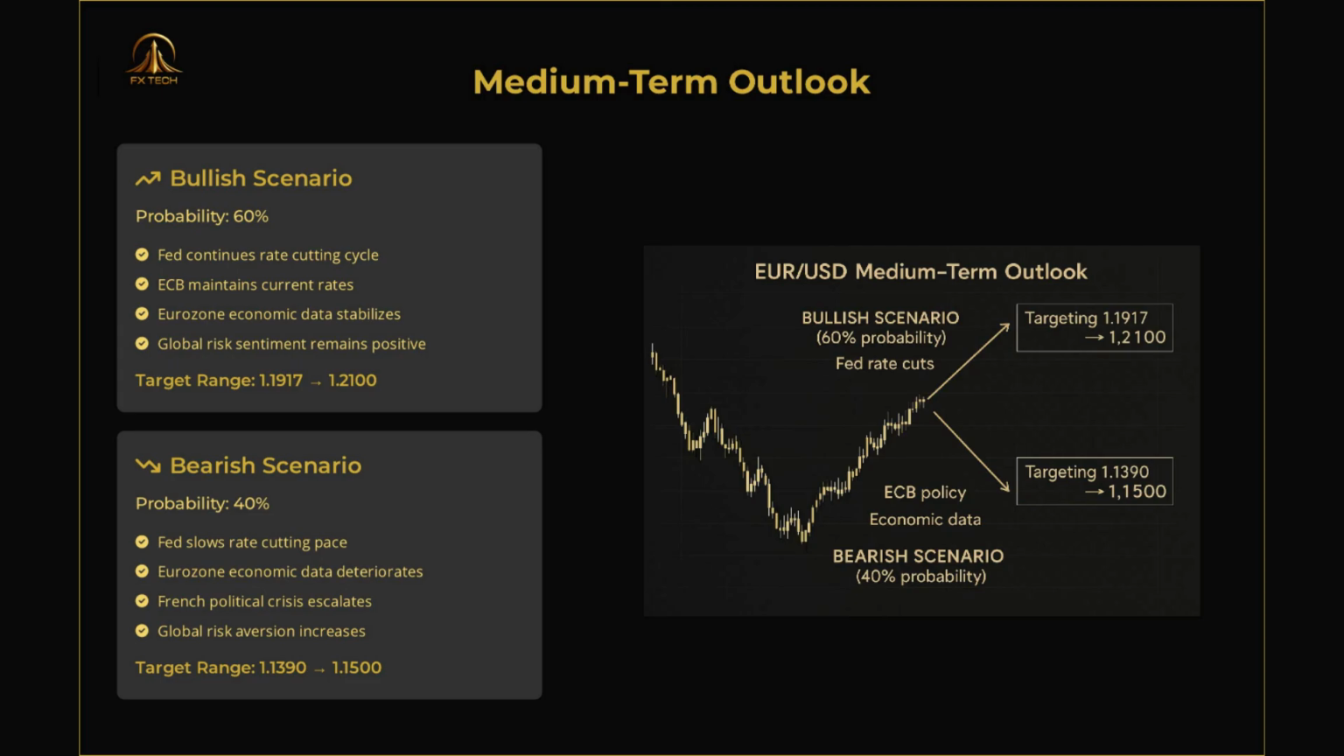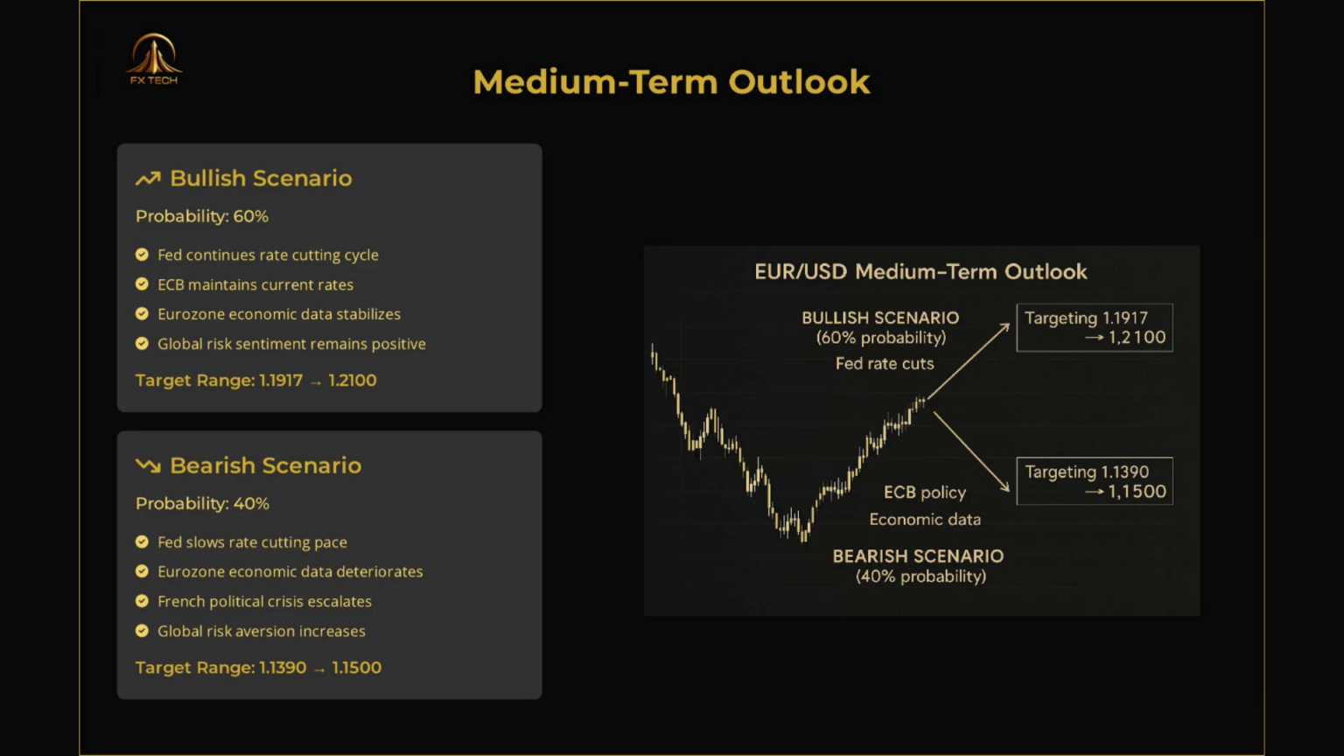1.2100 level. The alternative bearish scenario, which we assign a 40% probability, would likely occur if the Fed slows its rate-cutting pace, Eurozone economic data deteriorates, the French political crisis escalates, or global risk aversion increases. In this scenario, EUR/USD could decline toward the 1.1390 to 1.1500 range. The chart illustrates both pathways, with the bullish scenario showing a continuation of the uptrend that began in mid-2025, while the bearish scenario indicates a potential reversal of the recent gains.